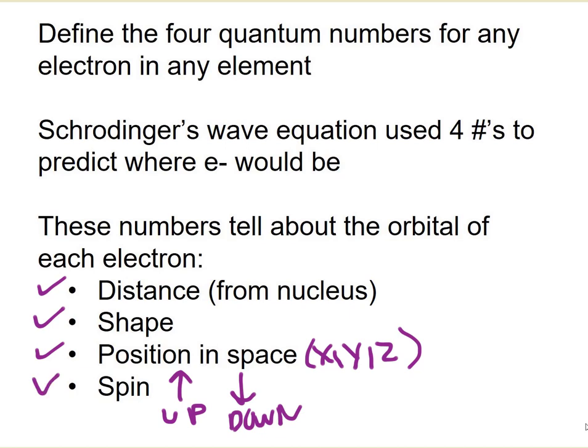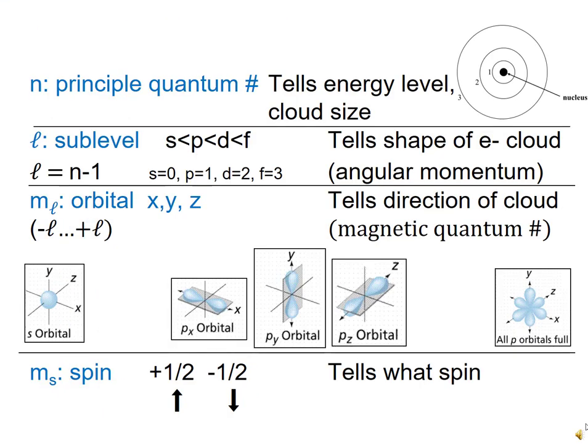And you might say, oh, we did that in orbital diagrams. Yes, your orbital diagrams and your electron configuration are going to help you do these four quantum numbers. So here's what each of the quantum number letters means.